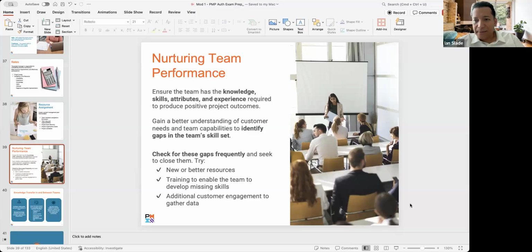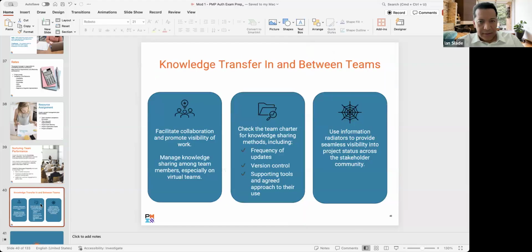Does that make sense? So again, for the test, knowledge, skills, and attitudes are not static, they're dynamic. And the project manager has to constantly check in to make sure that the team has the right knowledge, skills, and attitude for the work ahead. Okay. All right.